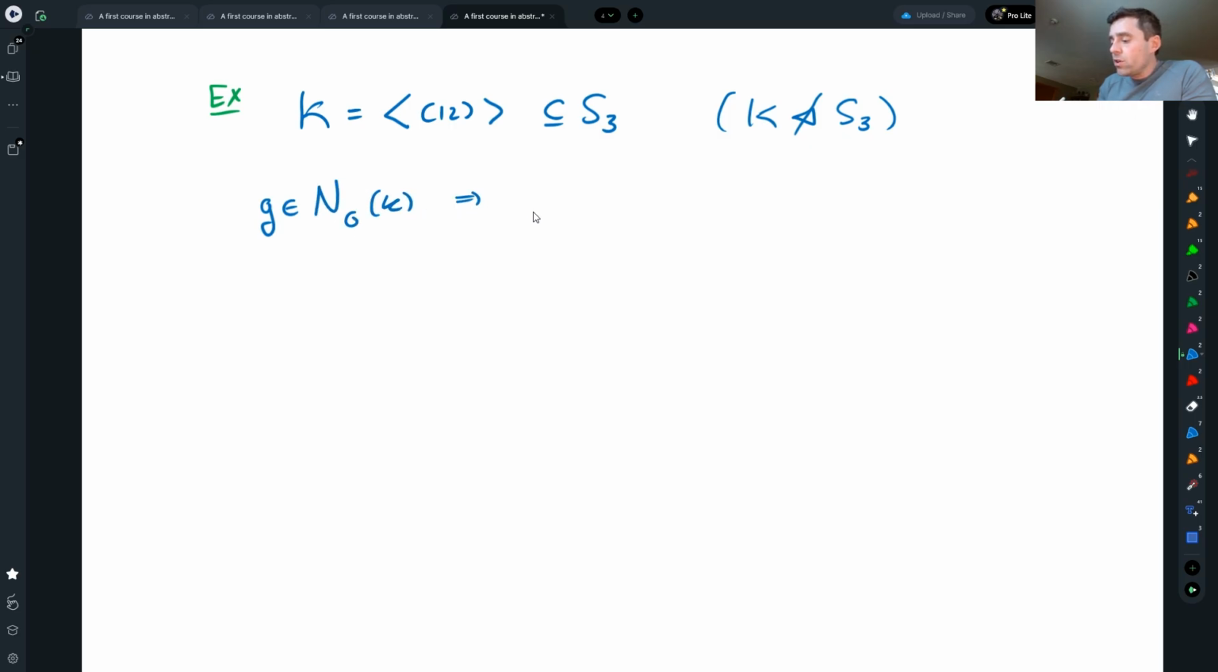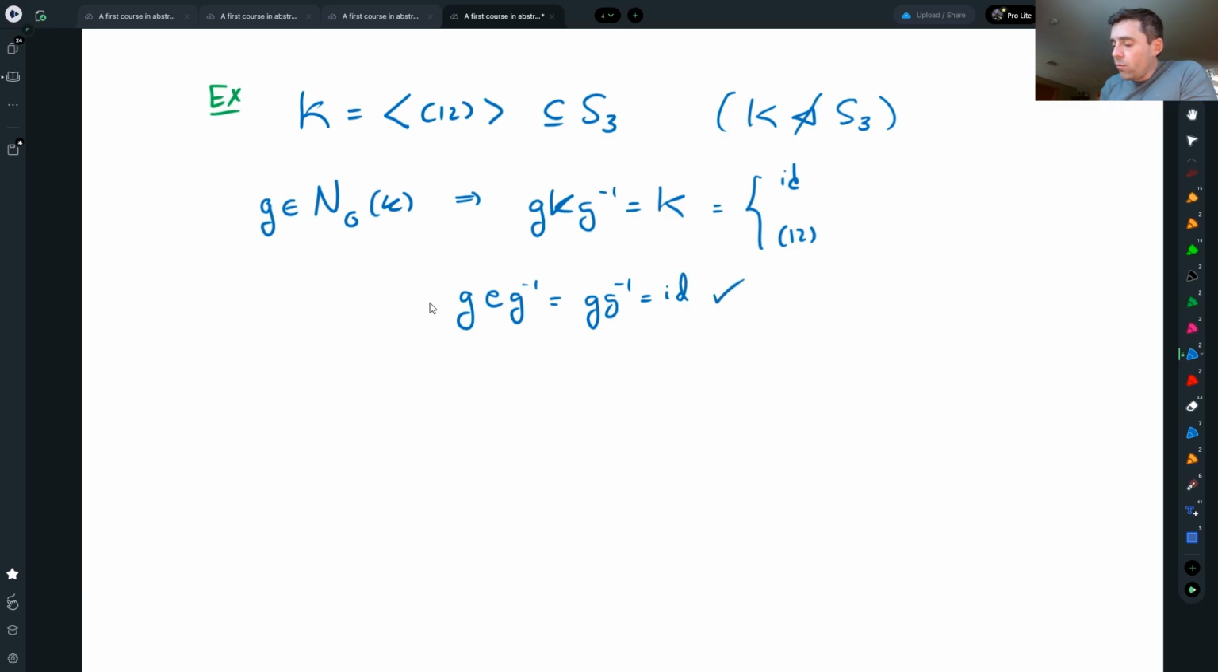That means that GK, G inverse is K. But K is, well, it is the identity or (1 2). It's one or the other. So what happens in particular, if the element in K is the identity, this will always happen, that we get the identity, right? So if we have G, E, G inverse, that will be G, G inverse, that is identity.